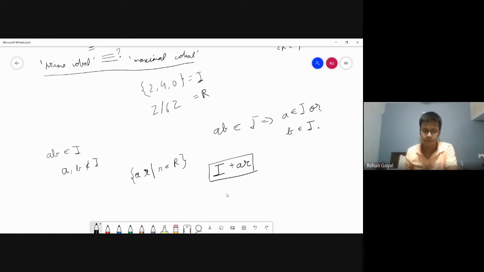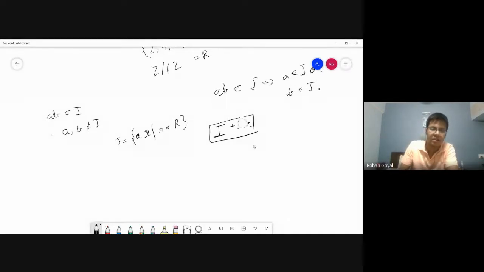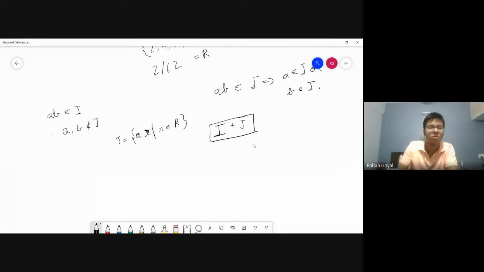Okay? This is a ring, right? Let's define this as J. I plus J is the ring you want to talk about. I plus J obviously includes I, yes, and we have proved it's an ideal.